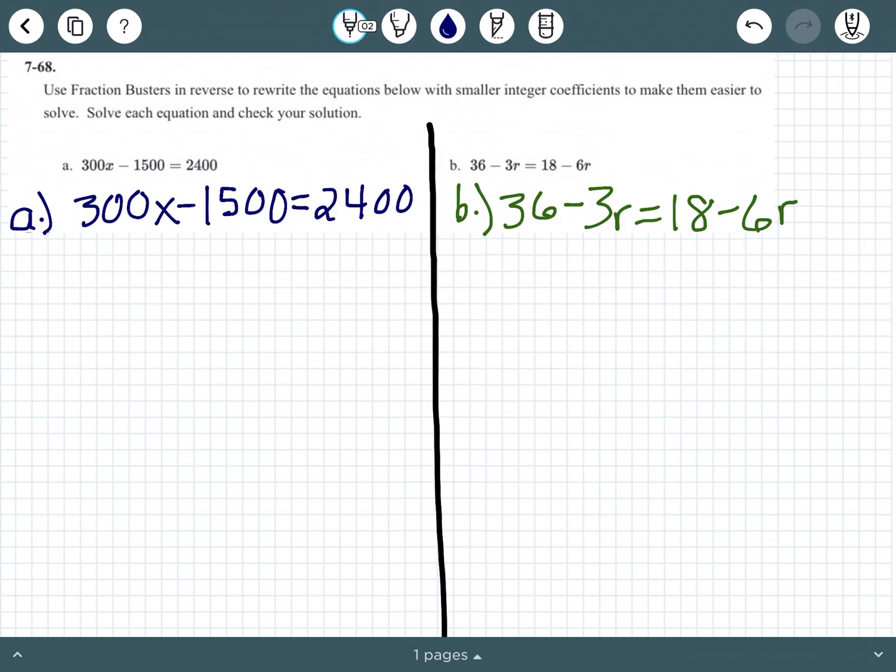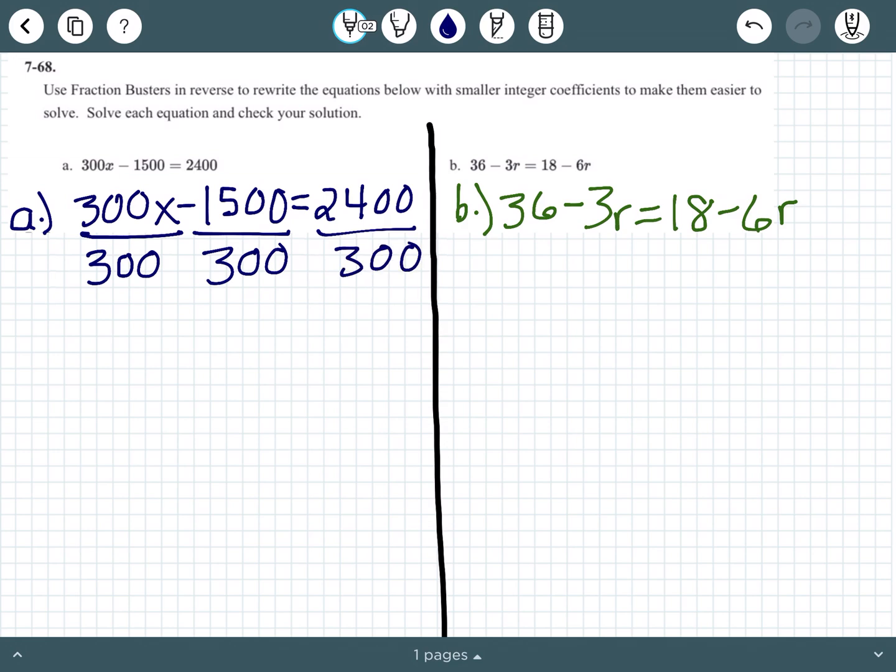So 1,500 divided by 300 would give me 5. So that definitely works. Now is 2,400 divisible by 300? Well, 2,400 is divisible by 300, and that would give us 8. So what we're going to do to use fraction busters in reverse is show that we are dividing each of these terms by 300, because when we divide each by 300, we do get a nice integer to work with.